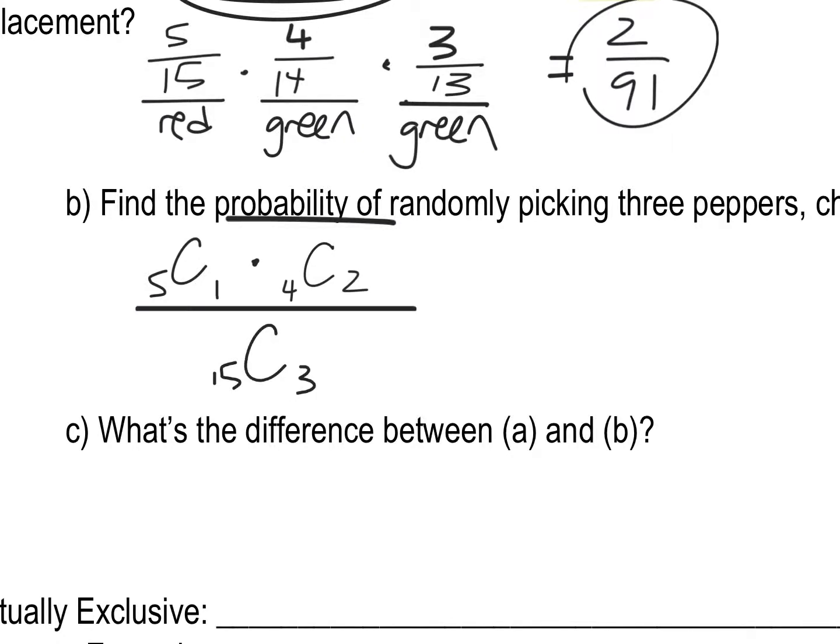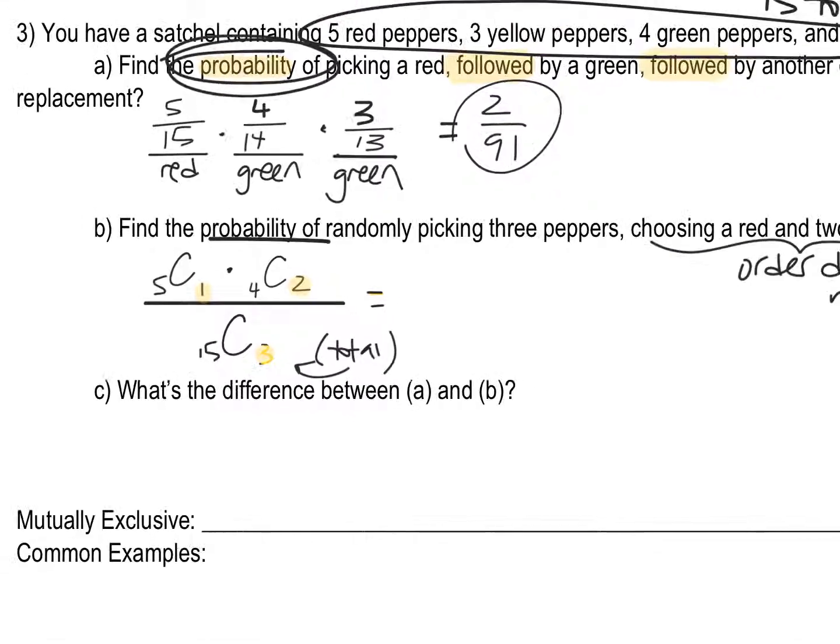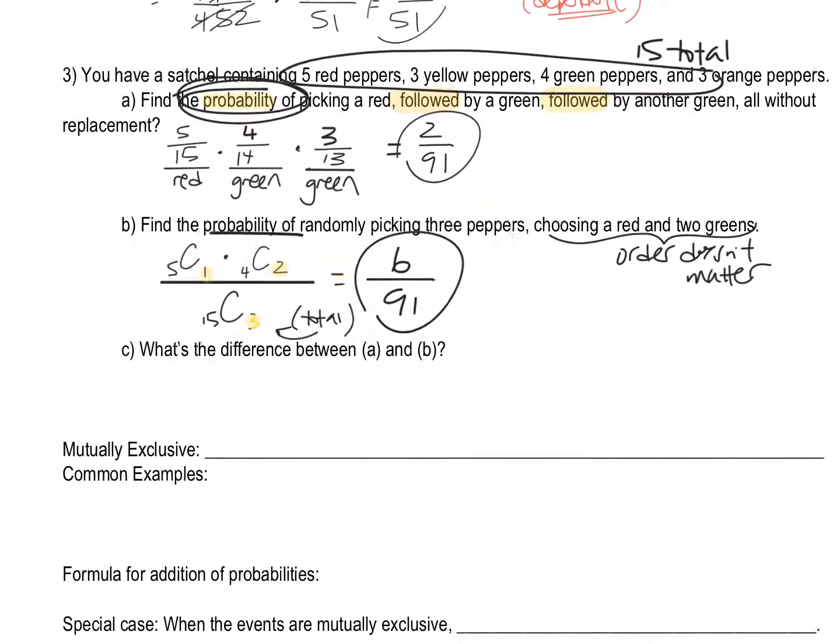So this number here should add up to 3. And that's what it does. And so again, that's because it's a probability, so I need the total in the denominator. Okay, so out of 15 peppers, choose 3 of them. These specifics are up here. Out of the 5 reds, pick 1. Out of the 4 greens, pick 2. This gives us, if you type this in your calculator, you can verify this with me, 6/91.